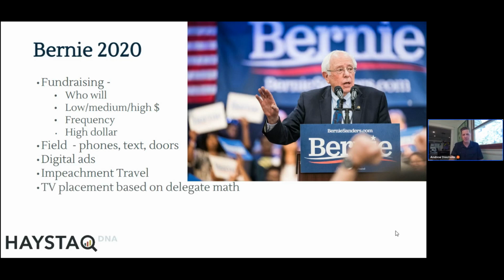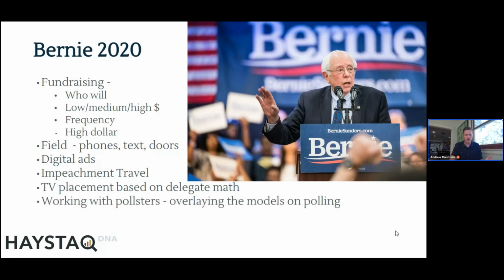TV placement based on delegate math. So a state like California, you have different TV zones and cable zones, and we could go in and say, all right, Bernie is strongly supported here, or he's close to additional delegates in these areas. So we were able to place ads strategically based on a lot of the delegate math.